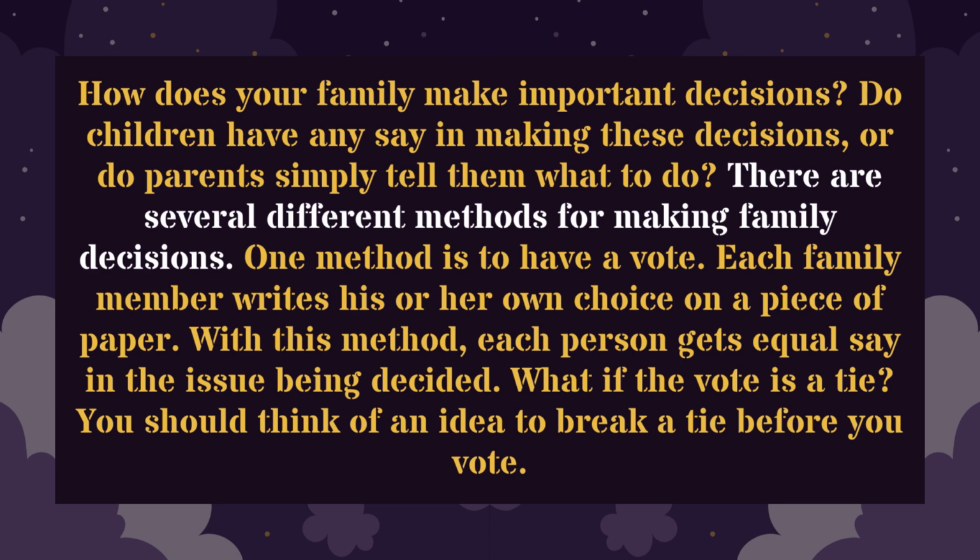There are several different methods for making family decisions. One method is to have a vote. Each family member writes his or her own choice on a piece of paper. With this method, each person gets equal say in the issue being decided. What if the vote is a tie? You should think of an idea to break a tie before you vote.